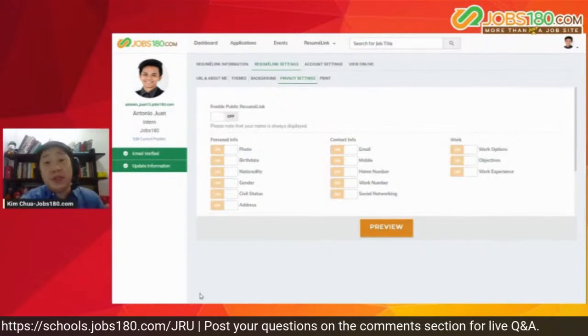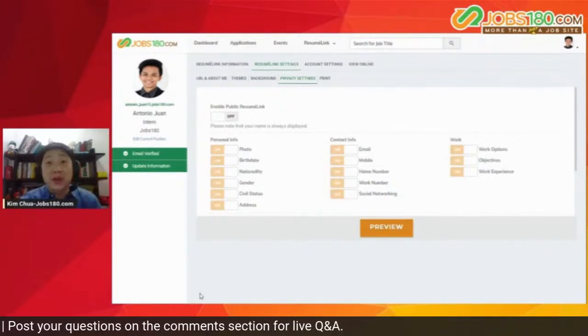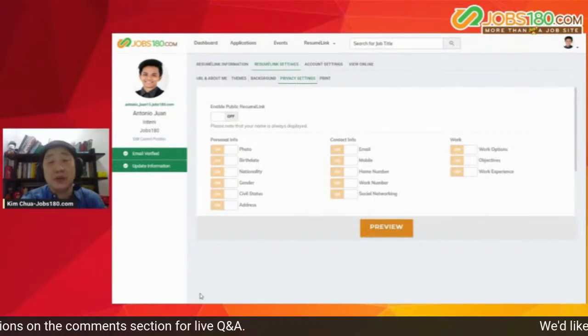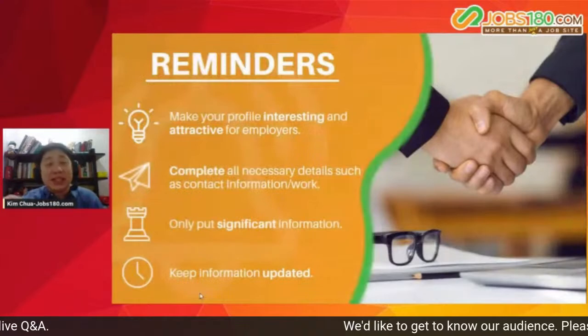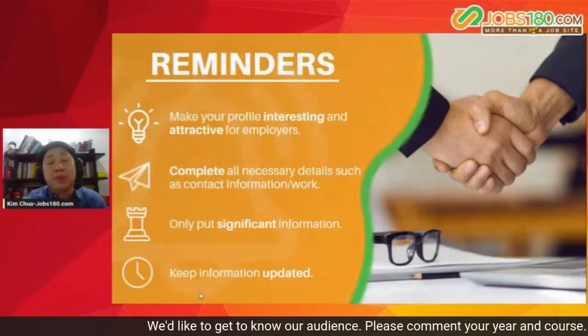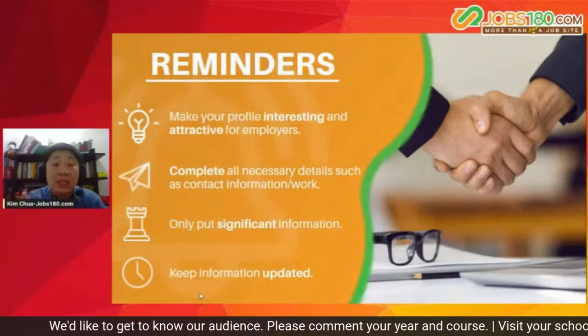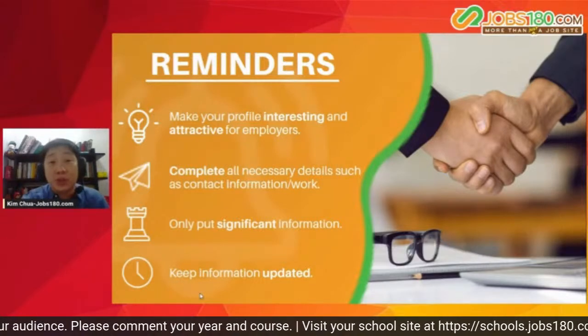If you want to turn off everything, then okay lang. You can just turn off the button. Enable public ResumeLink, off. Wala nang lalabas sa public. Kahit na anong information. Okay? So, yan ang re-remind ko sa inyo. The second step is for you to complete the information, and in doing so, please make sure that your profile is interesting, diba? Yung information mo kompleto at updated ang details nyo para mabilis kayo makontak ng mga HR.